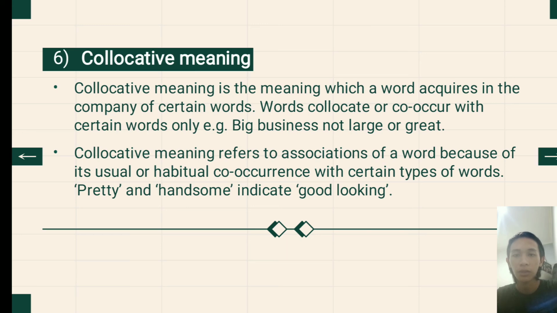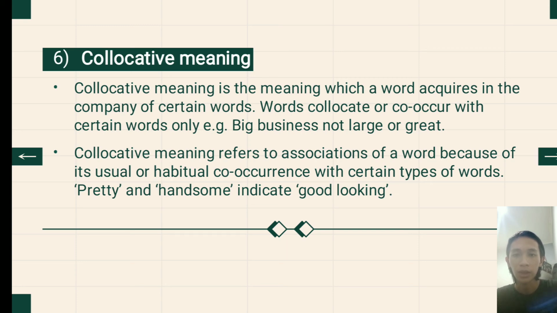Number 6. Collocative meaning. Collocative meaning is the meaning which a word acquires in the company of certain words. Words collocate or co-occur with certain words only, for example, big business, not large or great. Collocative meaning refers to the association of a word because it is usual or habitual to co-occur with certain types of words.